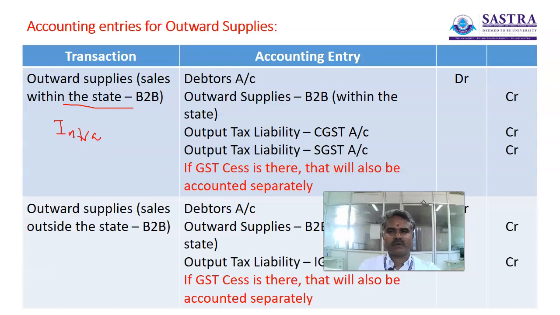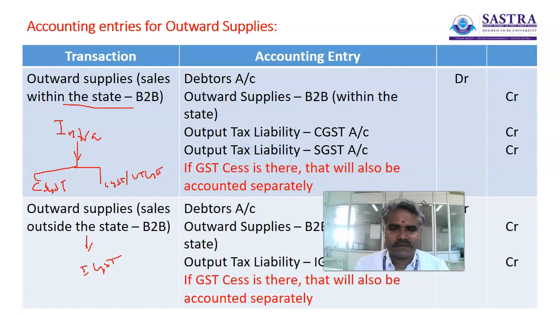But here you have to keep in mind, when you transfer goods within the state, you have to charge two taxes: one is CGST and SGST, or UTGST. When you supply goods to another state, you have to charge IGST. This is very, very important.